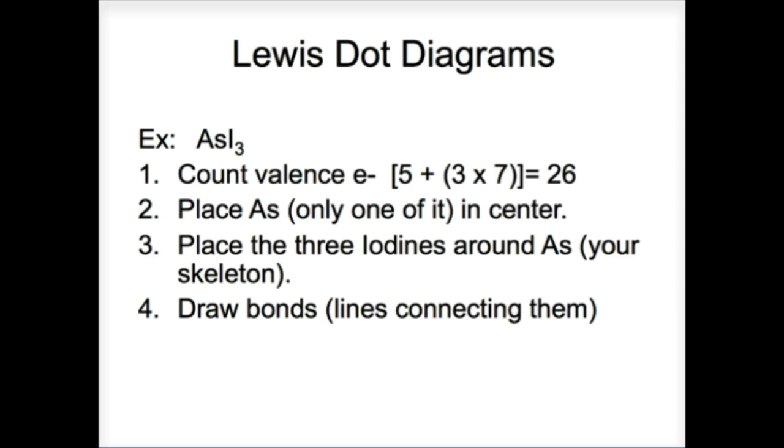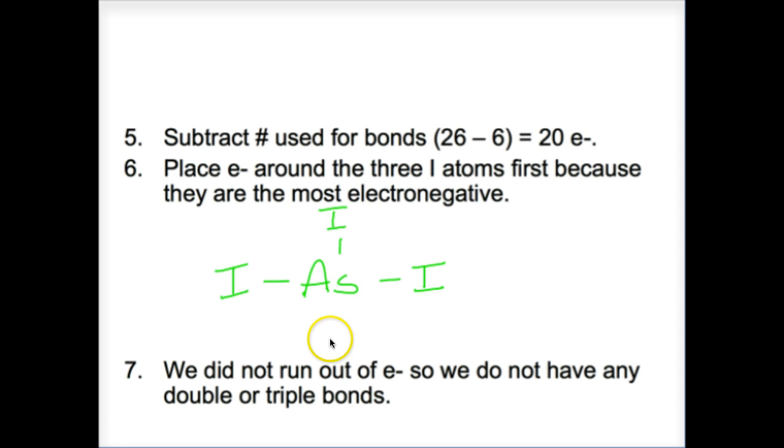So our first example is going to be arsenic triiodide, or AsI3. I count my valence electrons, 5 in arsenic, 7 in iodine. That gives me a total of 26. Arsenic is the center because it's the only one. I put my 3 iodines around it, and I'm going to draw my bonds, so a skeleton along these lines. Now notice that I used 3 bonds, 2 electrons each, that's 6. Now I have 20 electrons left.